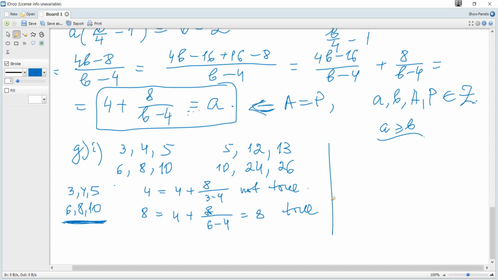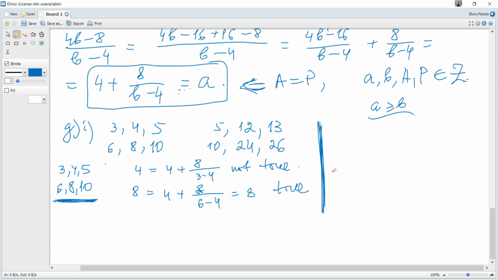And we need two triangles, so let's check 5, 12, 13. 12 should be equal to 4 plus 8 over 5 minus 4. Yes, it's also true. So another possible triangle is 5, 12, 13.